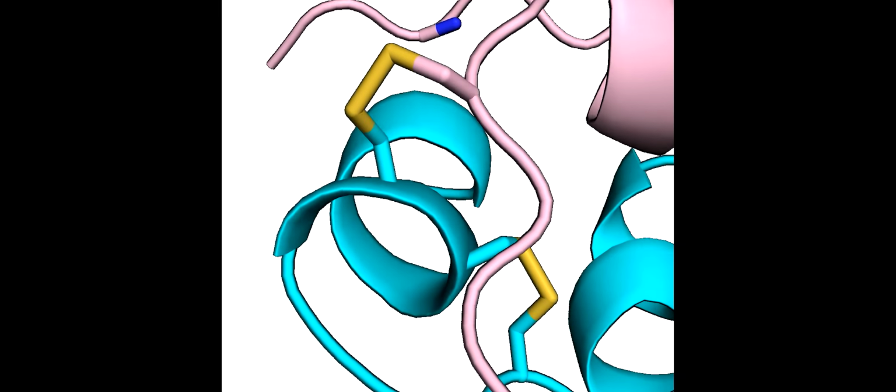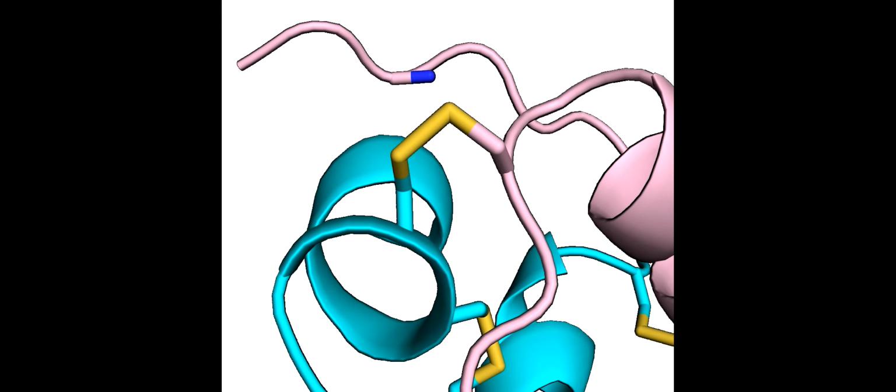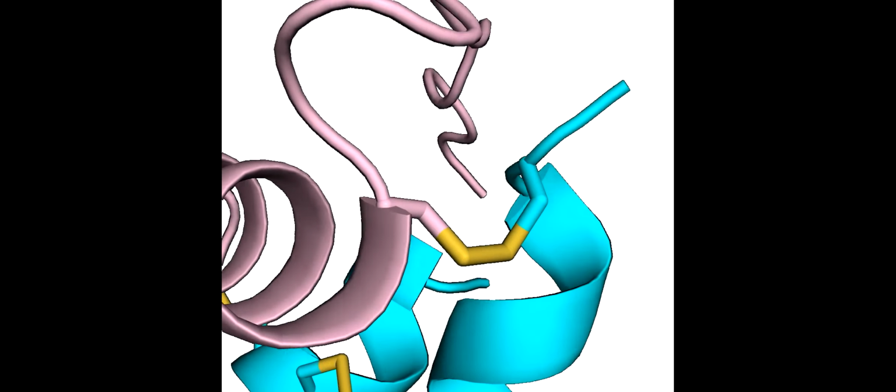And then there's another disulfide bond, and this is actually between the chains. You can see chain A in turquoise is connected to chain B in pink by this covalent disulfide bond. And there's an additional disulfide bond between chain A and B shown here.